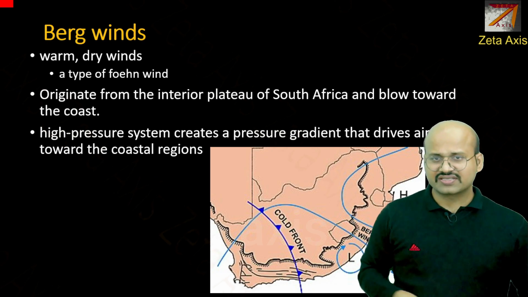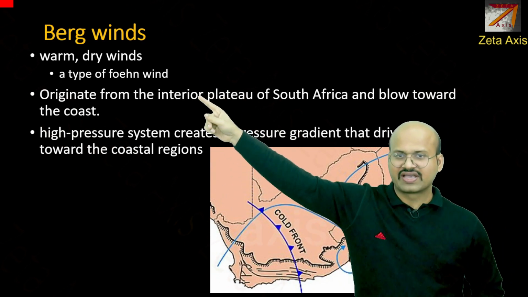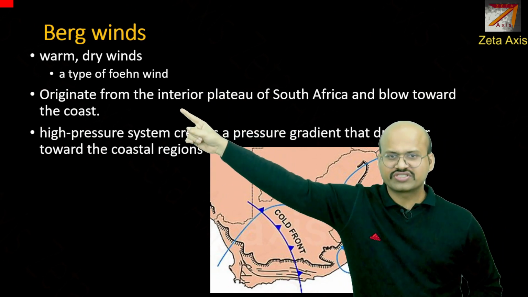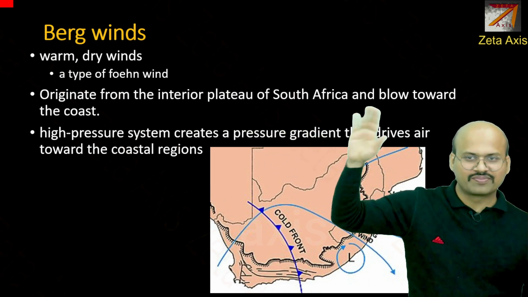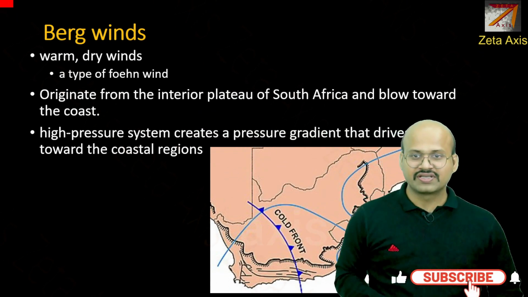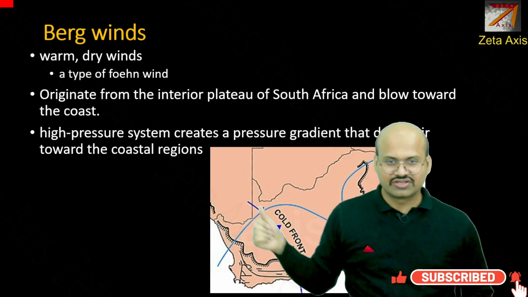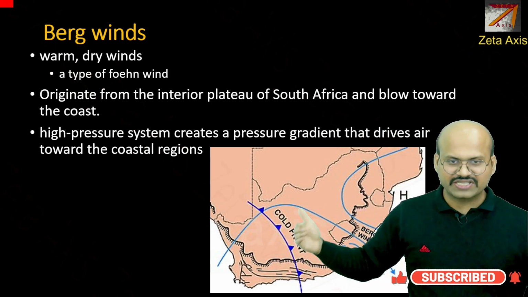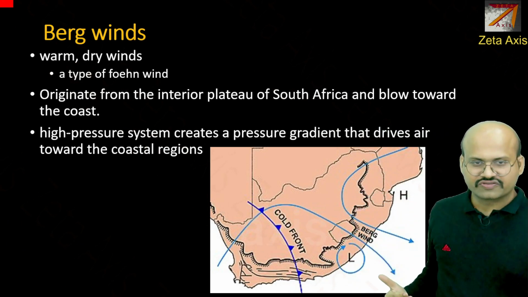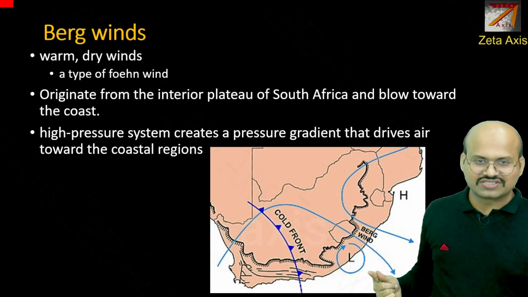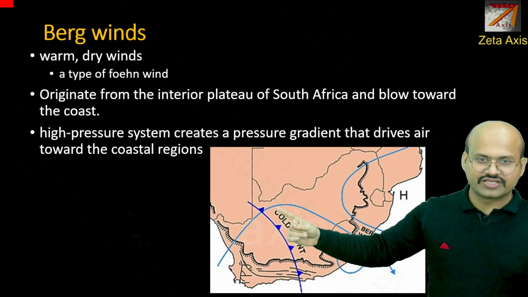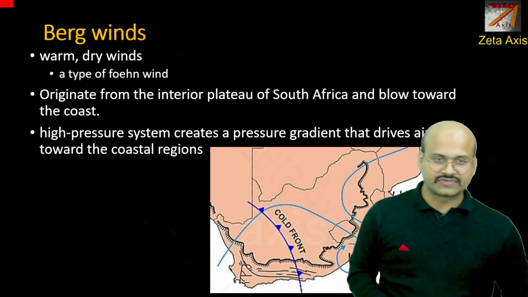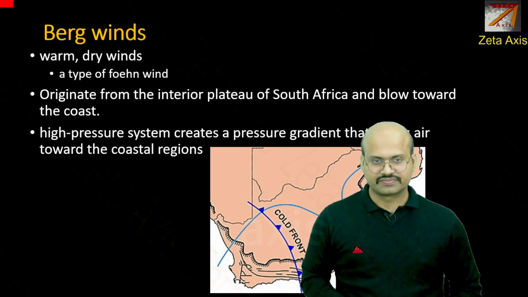Here are the characteristics. They are also warm and dry winds and they are also of type Foehn. They originate from the interior plateau of South Africa and blow towards the coast, which we have seen. And the high pressure system, which is located over here, creates a pressure gradient to force these winds towards the coast. Here you can see the low pressure region, and that is why these winds blow in this direction. Again, it is also a katabatic wind.